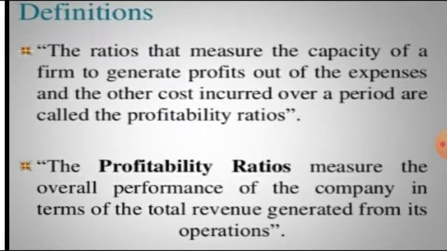The definitions: the ratio that measures the capacity of a firm to generate profits out of the expenses and other costs incurred over a period is called the profitability ratio. The profitability ratios measure the overall performance of the company in terms of the total revenue generated from its operations.